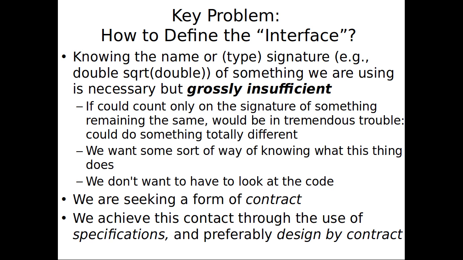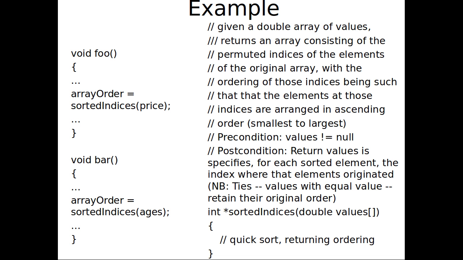So here we're seeking a form of contract. What can I count on sort to do? What can I not count on it to do? What does it need from me to do its job? And so we achieve that through specifications, and preferably design by contract. So the idea here is that we have foo and bar, and they're going to call off to something that's better named as sorted indices. That's what its name should have been. And sorted indices is going to have a specification associated with it. And it's going to state preconditions, postconditions, and generally what is to be expected, right?